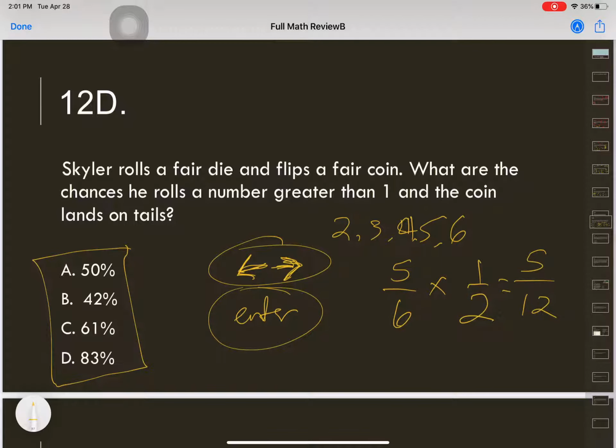5 over 12. But here's the problem. 5 over 12 is not a percent. So you've got to say 5 divided by 12. And then if you want to go ahead and convert to percentage, you can definitely convert to percentage. And when you do, you get 0.41 or 41.666667, which is 42%.